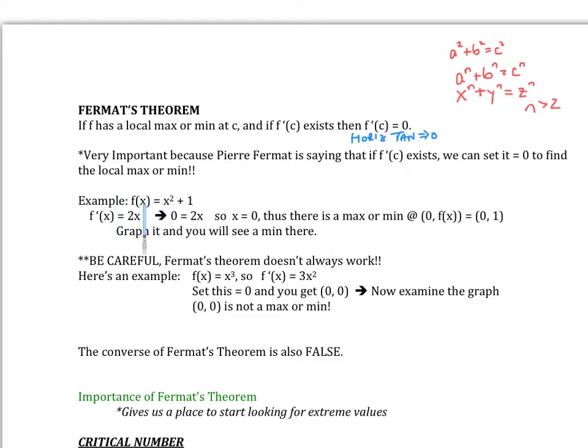So look at this example. All right, this is cool. F of x equals x squared plus 1. Take the derivative, f prime of x. Fermat saying, all right, cool, set this equal to 0. So you get 0. That means we have a local maximum or local minimum at 0 comma f of 0. When I plug in 0, I get 1, right? So we found it right here.